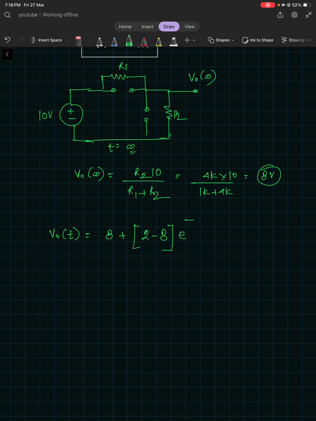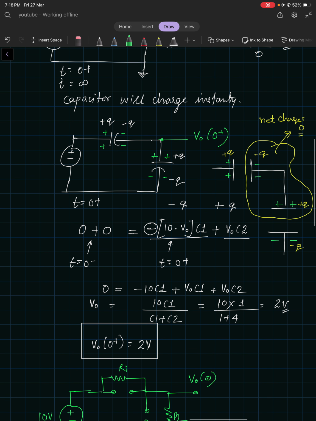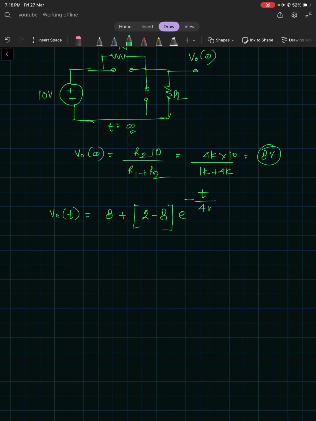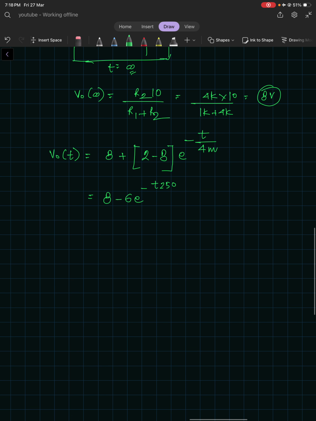E raised to the power minus t by tau. Tau we have calculated, right? Tau was 4 milliseconds. So if you see, 8 minus 6 e raised to the power minus t over 4 milli, which is 1000 over 4, which is 250. So V naught of t would be 8 minus 6 e raised to the power minus 250 t.